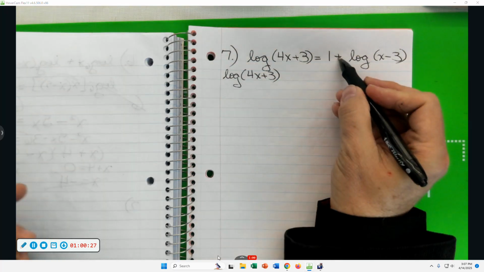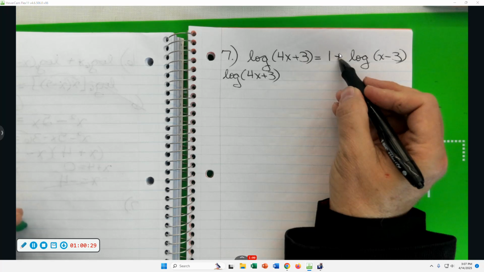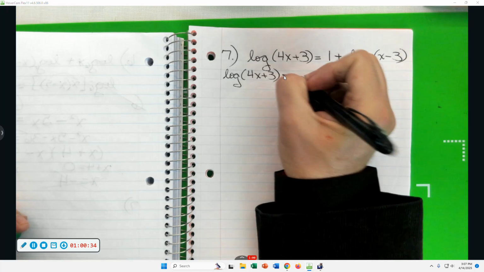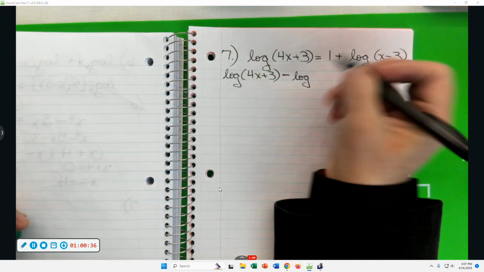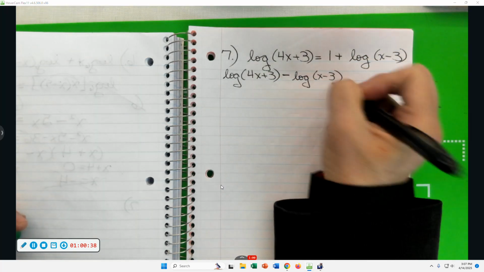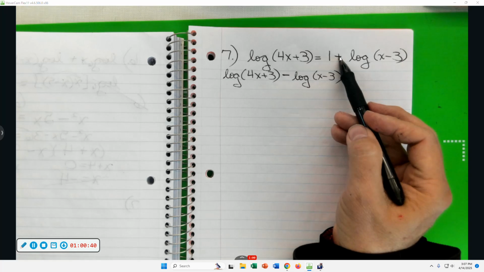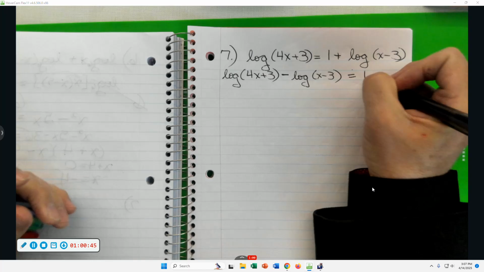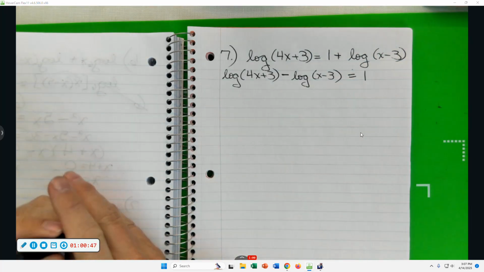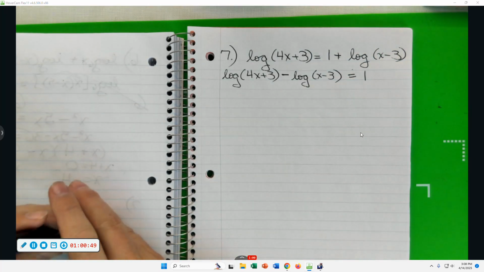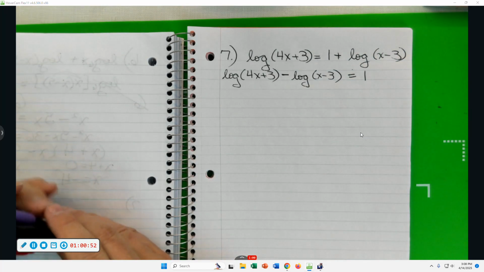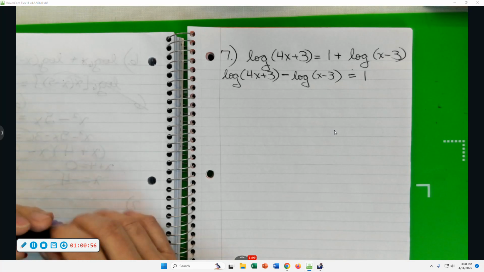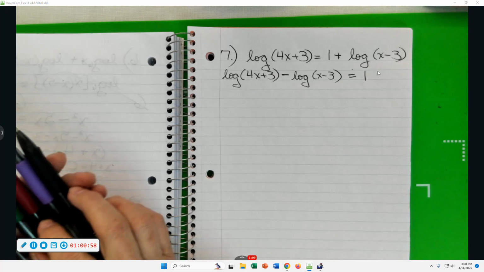That's going to become, I'm moving this plus log x minus 3 to the left. That'll change that plus to a minus, log x minus 3. It only changes the sign in front, not the sign in the argument, is equal to 1. We're doing the most basic problem-solving strategy. You're trying to make number 7 look like number 6. You know how to do number 6 when it was 2 logs equals a number.